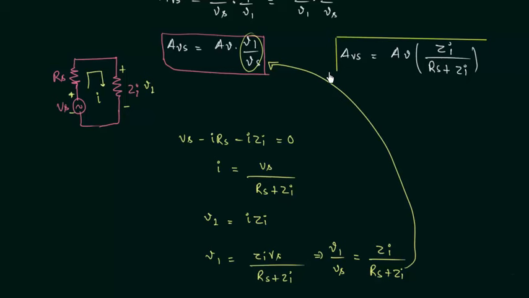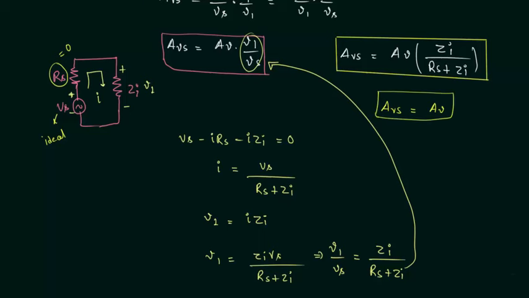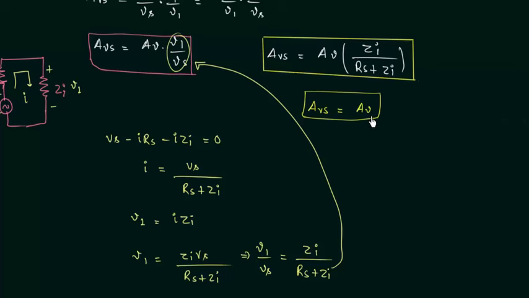If we consider the case of ideal voltage source, this means Vs is ideal, then resistance Rs is equal to 0, and when this happens, the overall voltage gain is equal to the voltage gain. So this is a very important point to note down. The overall voltage gain is equal to the voltage gain when we have ideal voltage source, because resistance Rs is equal to 0 in this case.